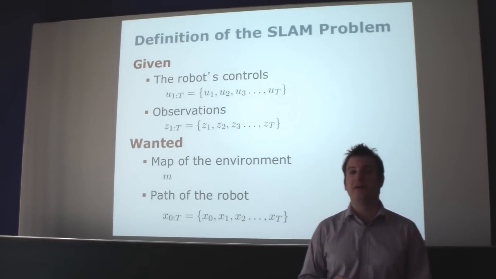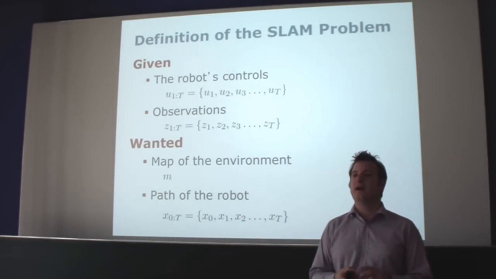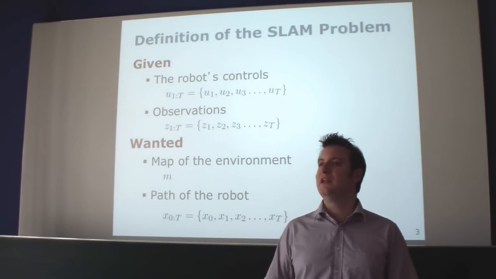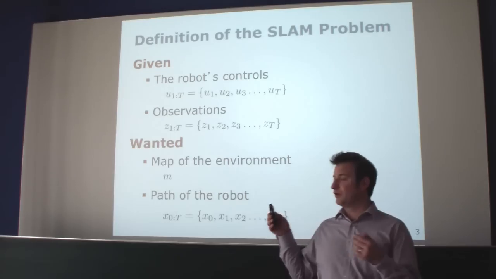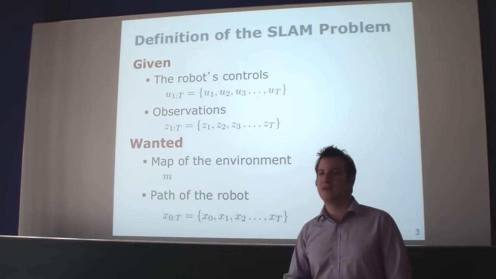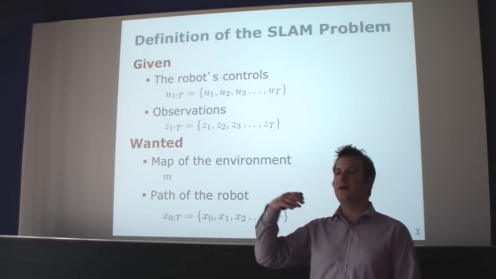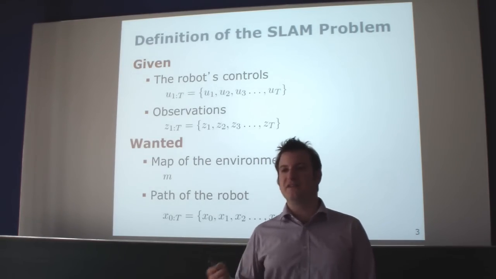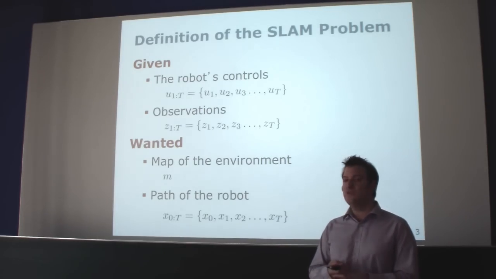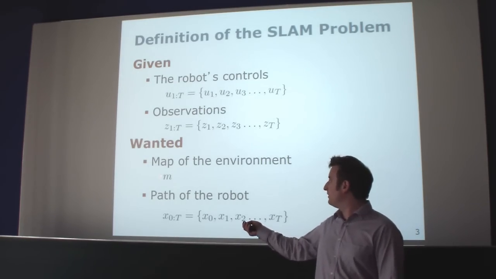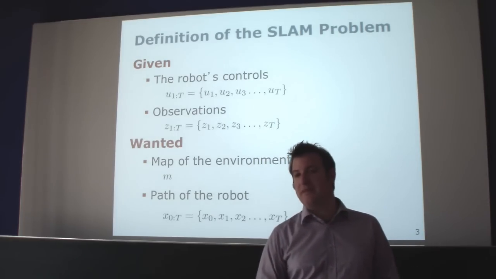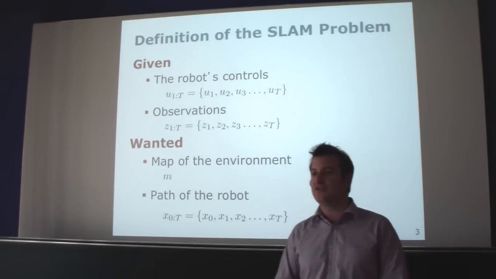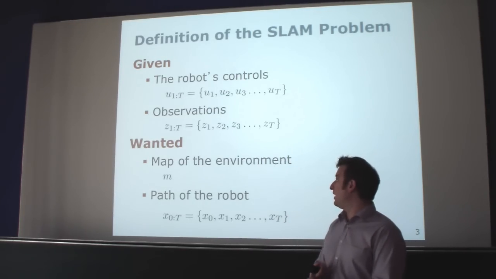The second thing we have is the variable Z. These are observations, and in the context of EKF-based SLAM, these are typically observations of landmarks in the environment. For example, if we drive around here on campus, the trees we may observe are landmarks, and we estimate the relative location of these landmarks given the robot's pose. We want to use this to build a joint map of the environment, this variable M here. And we want to estimate the path of the robot, X0 to T. So we want to come up with a path estimate of the robot together with a map of the environment.